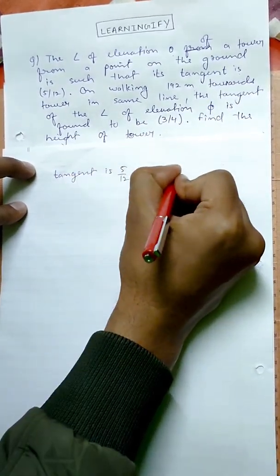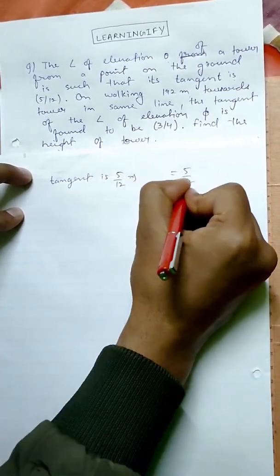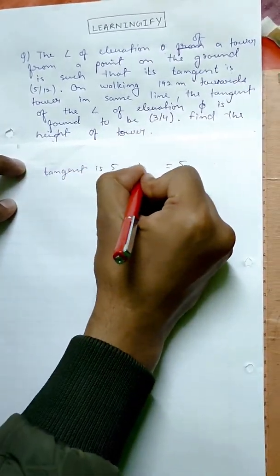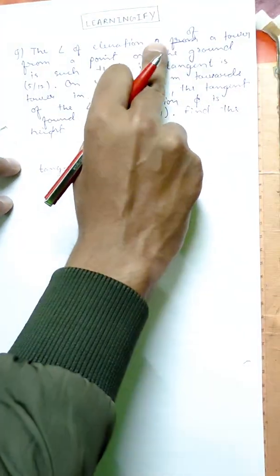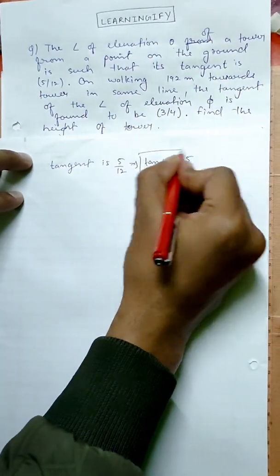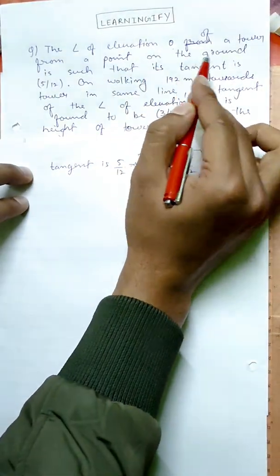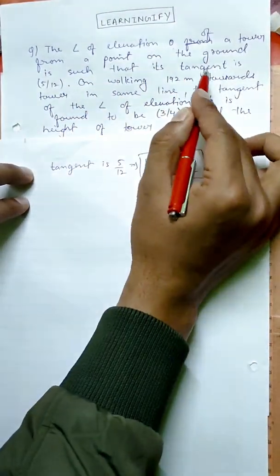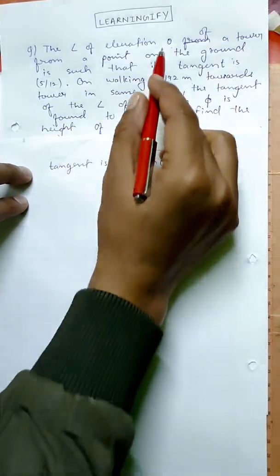Is means equals to. Tangent, in short, is written as tan. Sine, cos, tan, and the angle is theta. No number is given, so let it be theta. So here we have tan theta equals 5 by 12. From a point on the ground, the value of tan theta is 5 by 12, and theta is from here.